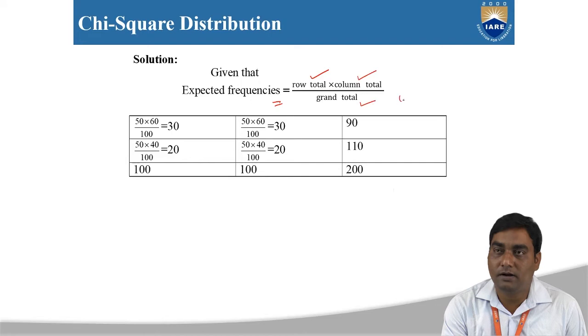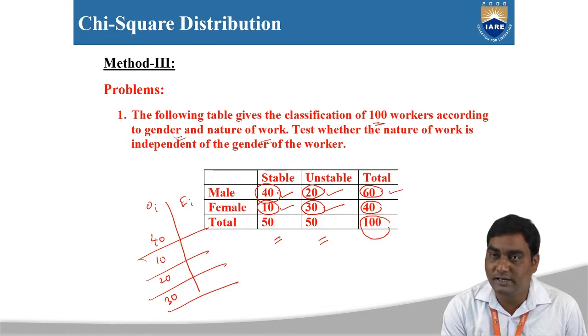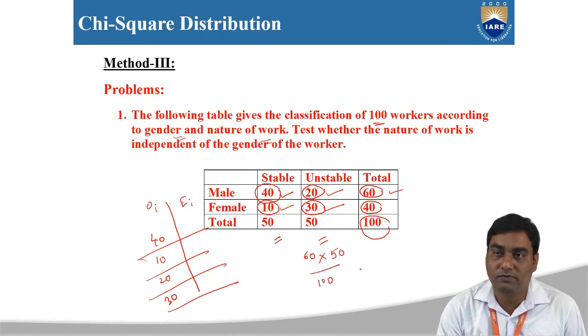Grand total means the total number of workers, 100 members. Now coming back to this slide, this is the row total 60, column total 50. To find the expected frequency of 40, we find the corresponding row total 60 into corresponding column total 50 by grand total, the total number of workers. This is equal to 30. So, the observed frequency is 40 and the corresponding expected frequency is 30.